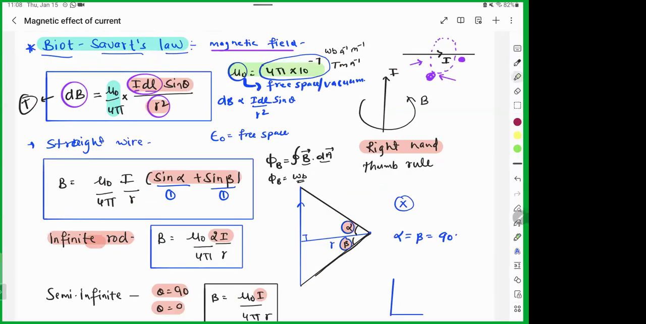If you take a straight wire, and you calculate the total magnetic field, it is μ0 upon 4π, same as the Biot-Savart law. I remains the same. If you take dl in the form of r, one r will be in the numerator and r squared in the denominator, so what remains is only r. And if different angles are present, alpha and beta, it can be sine alpha and sine beta in total. Make sense?